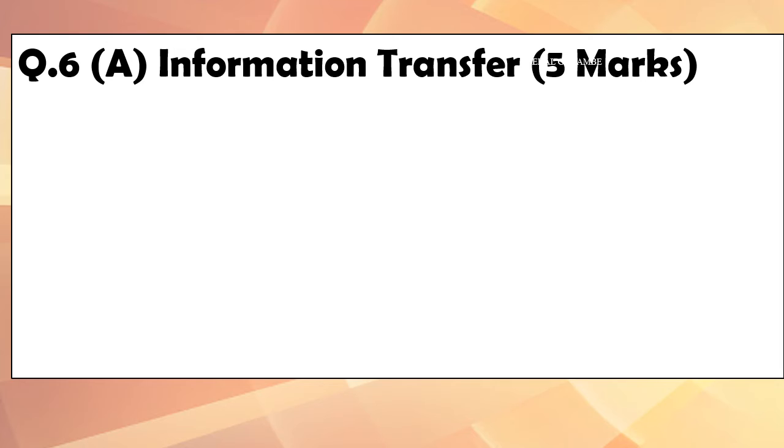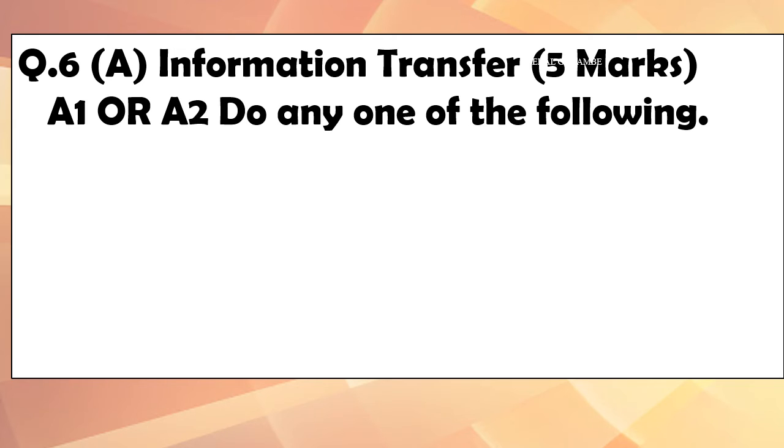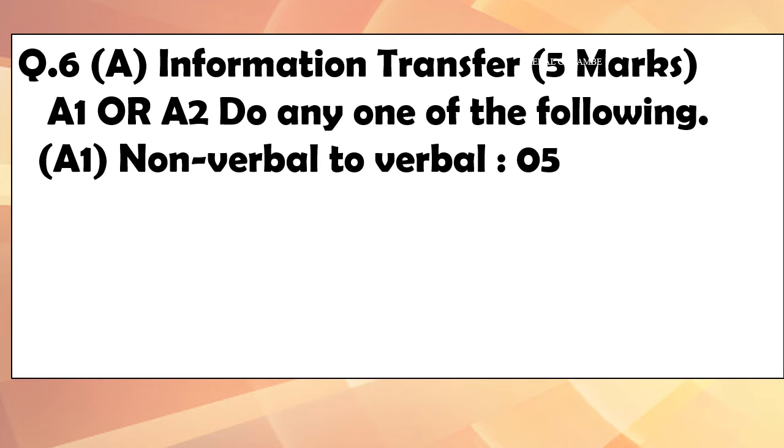Now we will move to the question, how exactly the question appears in the question paper. Okay, so that is question number 6A. Okay, sub question is A and the title is information transfer, which carries 5 marks. Now again there are two parts, A1 and A2, and you have the option: do any one of the following, either or. So part A1 is non-verbal to verbal.